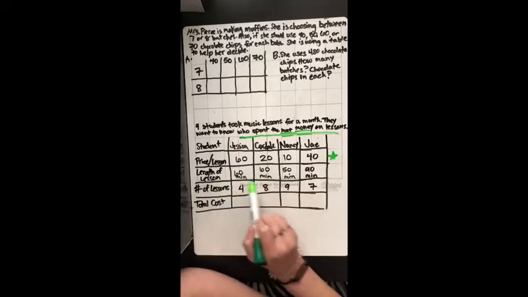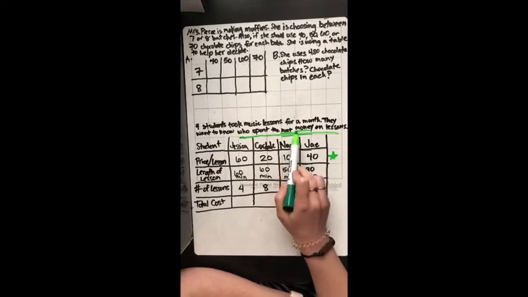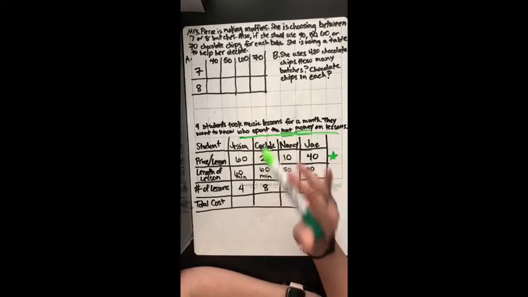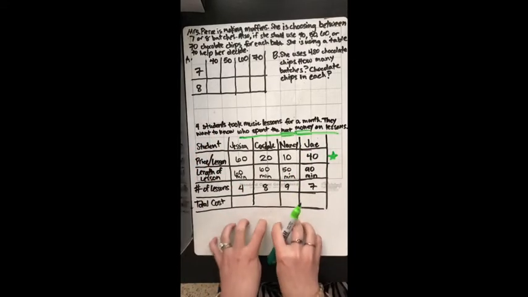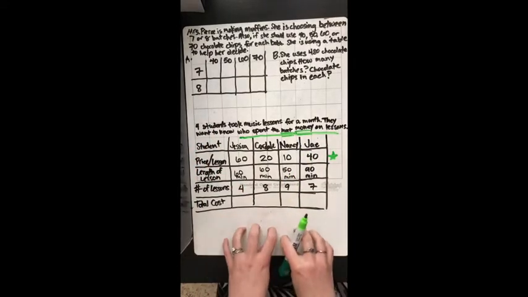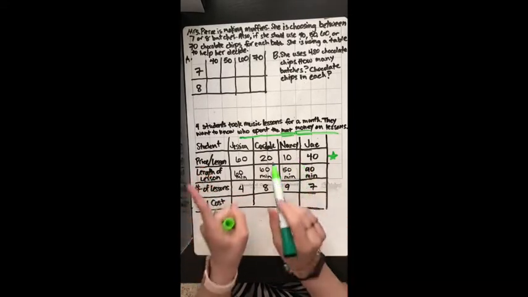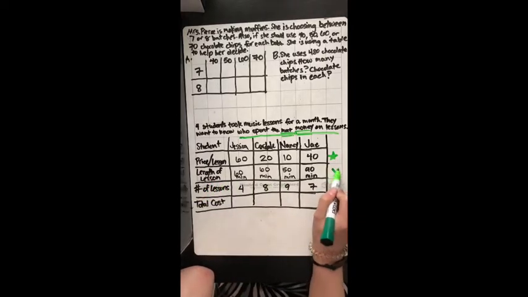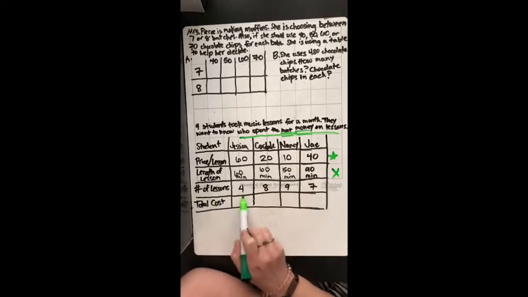Looking at my length of the lesson, 60 minutes, 60 minutes, 50 minutes, 90 minutes. Does that have anything to do with how much money it cost to take music lessons for a month? No, it doesn't. So this is one of those instances where they give you more information than they need to try to trick you. So that's why it's important to always think, what will help me solve this problem? So the length of this lesson, I can basically ignore. I don't need it.